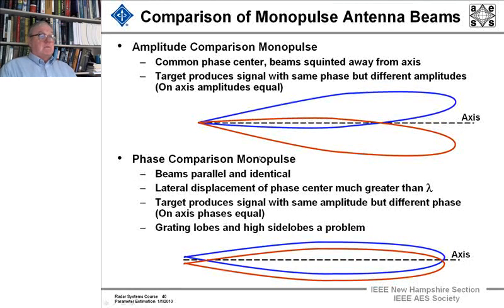In phase comparison monopulse, the beams are parallel and identical, and the lateral displacement of the phase center has to be much greater than the wavelength, and the target produces a signal with the same amplitude but with different phase. The on-axis phases are equal, and with phase comparison monopulse, grating lobes and high side lobes can be a problem.